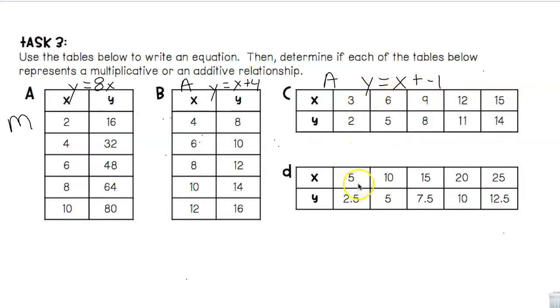And then this last but not least, let's see. I'm decreasing by 2.5, but I'm decreasing by 5. Interesting. So this would be multiplicative, and this would be y equals, what's happening here? How do I get from 5 to 2.5? I multiply by 1/2. Or you could write it y equals 0.5x. They're the same thing. So that's just another example to show you that you don't always have to multiply by a number greater than 1.